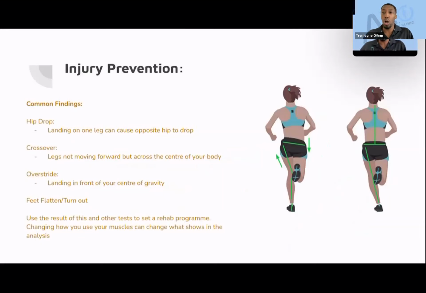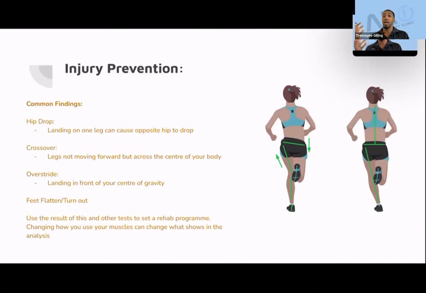So what are common findings when you're running? You have things like hip drop. You might be landing, as you see this lady here, on the left leg, and then you're dropping your hip on the right hand side. This usually means your left glute medius, which is the muscle up here, could be weak, could not be active, and that means you haven't got enough stability to hold your hip up. So we would address things like that.